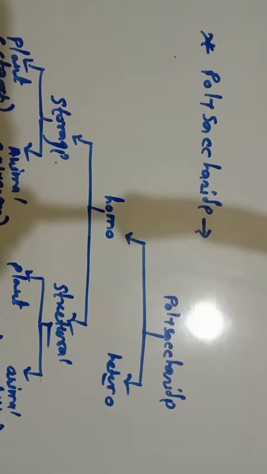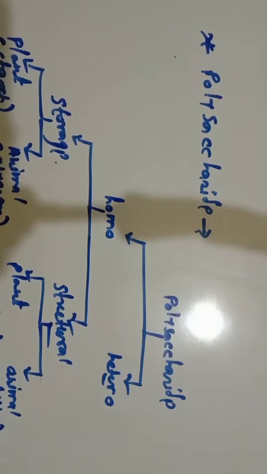So the polysaccharides are classified into two types, one is homo and second is hetero. What is this homopolysaccharides? These polysaccharides which on hydrolysis give a single type of monosaccharides, therefore it is considered as homopolysaccharides. While what is this heteropolysaccharides? These are the polysaccharides which on hydrolysis give the mixture of constituent monosaccharides and some derived products. Therefore they are considered as heteropolysaccharides.